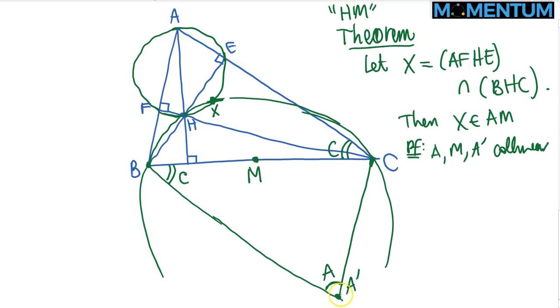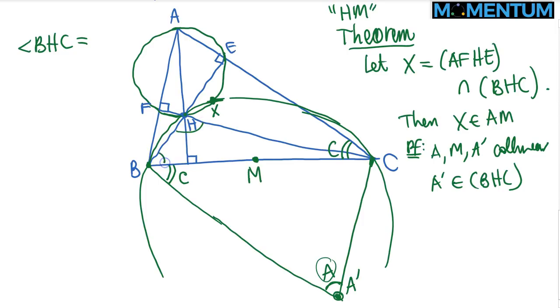The first thing to notice is that the point A prime lies, we claim, on the circumcircle of BHC. And why would that be? Well, it's clear that if you measure angle BHC, we need to show that, because this angle here is A, this angle here is 180 minus A.